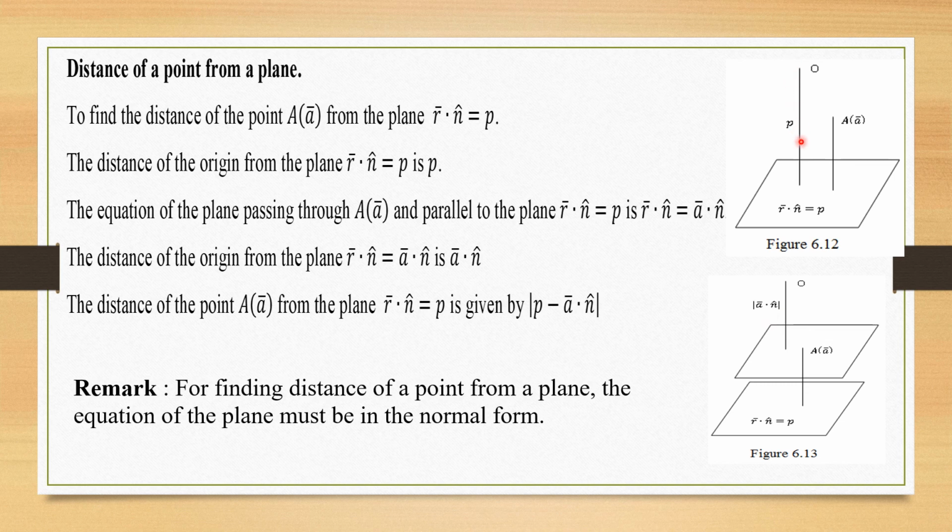From origin, the total distance is p. Take the parallel plane and its distance is A vector dot n cap. Therefore, from the point, the distance to the plane is a subtraction. Here's total distance p minus A vector dot n cap. Hence, the distance of a point from a plane is mod of p minus A vector dot n cap. Remark: for finding the distance of a point from a plane, the equation of the plane must be in the normal form.